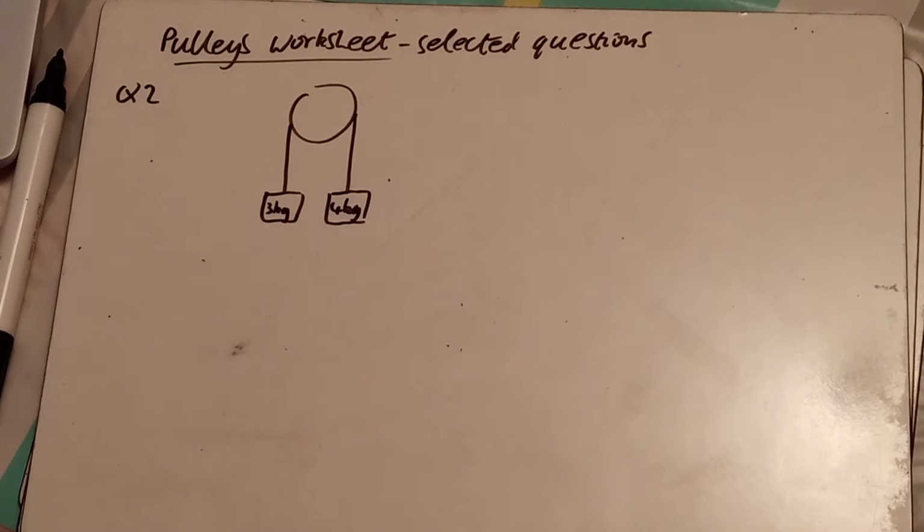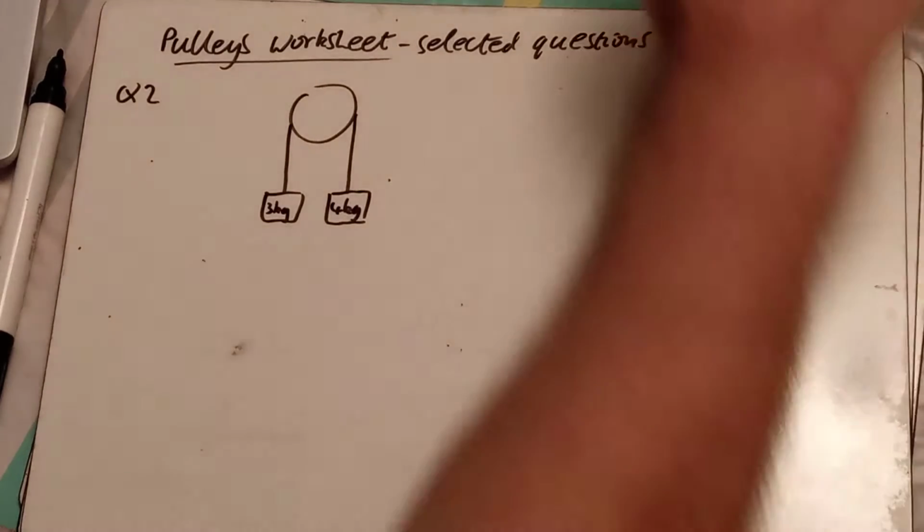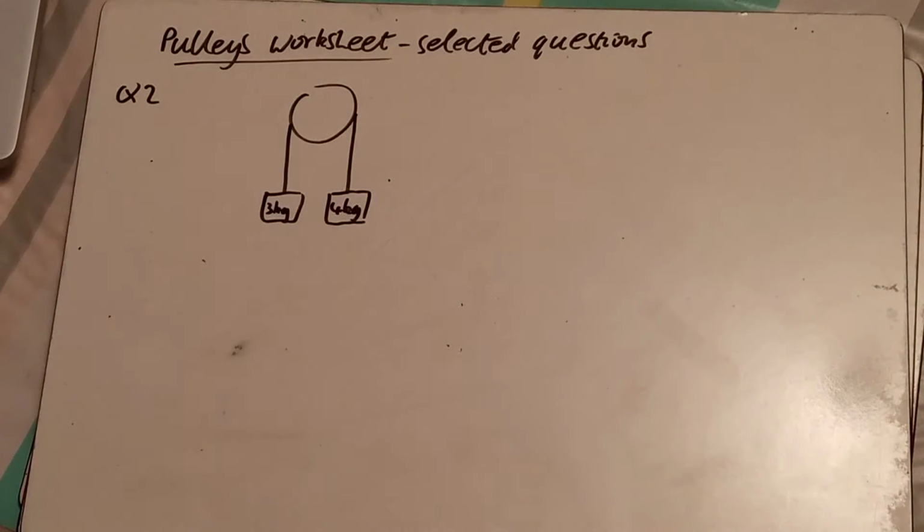Okay, I'm going to look at some of the questions on the Pulleys worksheet that you were given a couple of weeks ago. I've just picked out a couple of questions to give you an idea of what's going on. Question 2 says, two particles of masses 3 and 4 kilograms connected by a light, inextensible string which hangs over a smooth peg. The system is released from rest with the two particles level. Find acceleration and tension.